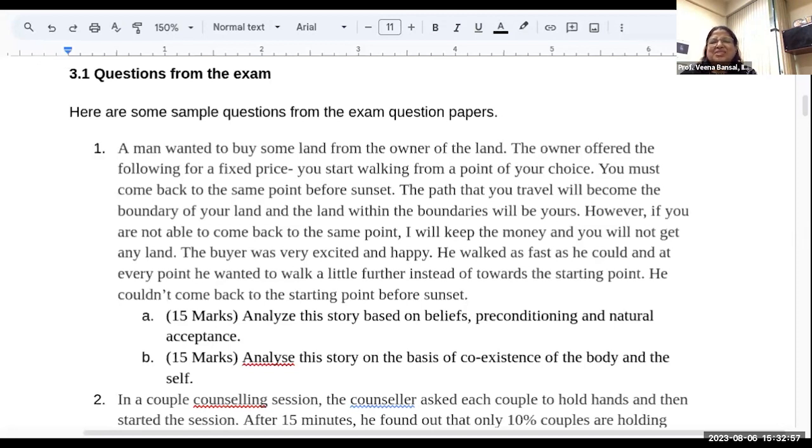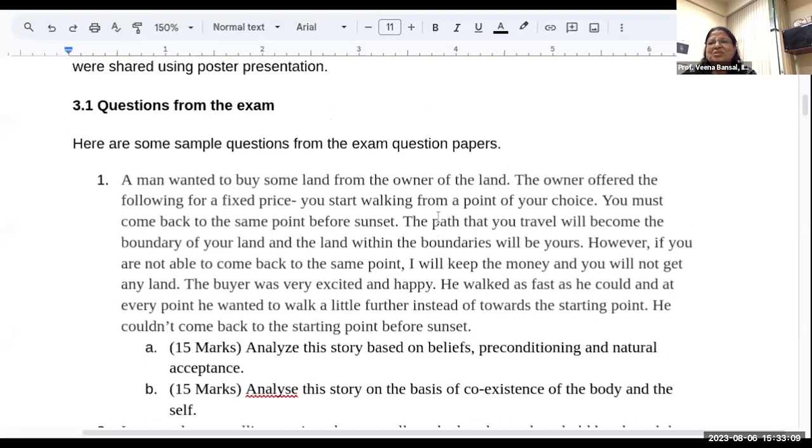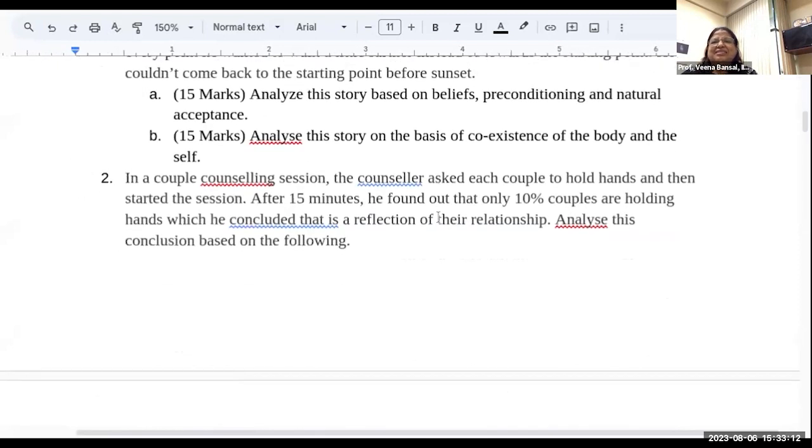Students were supposed to analyze this story based on beliefs, preconditioning, and natural acceptance, as well as on the basis of coexistence of the body and the self. So students could use all the concepts that they learned in the course and answer these questions.